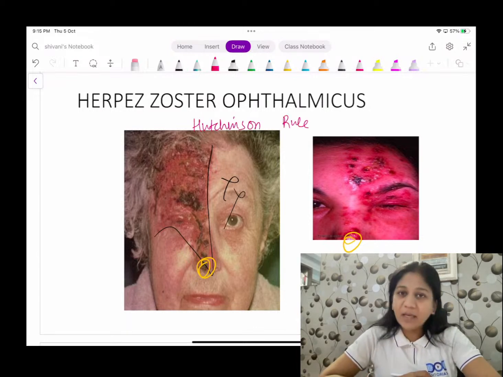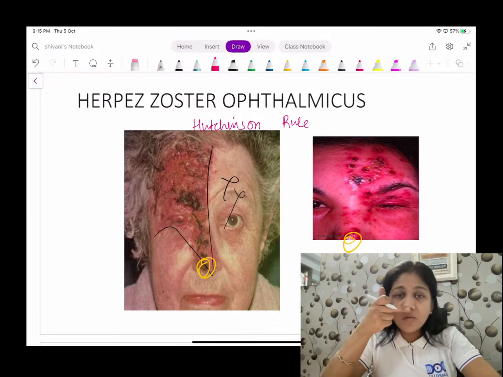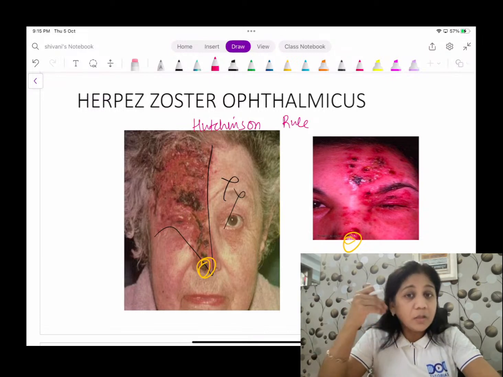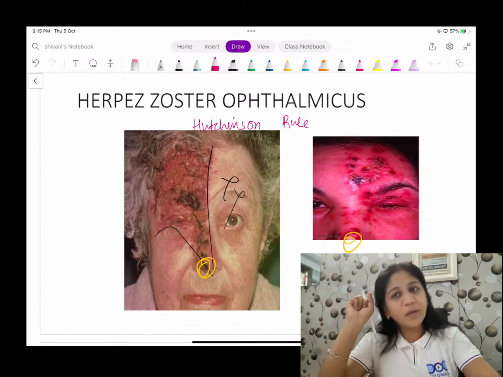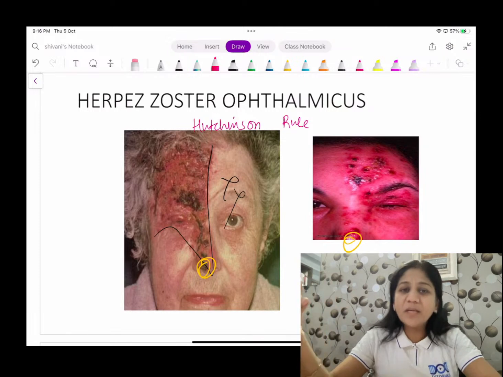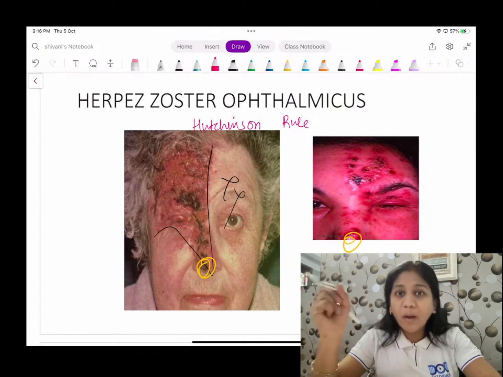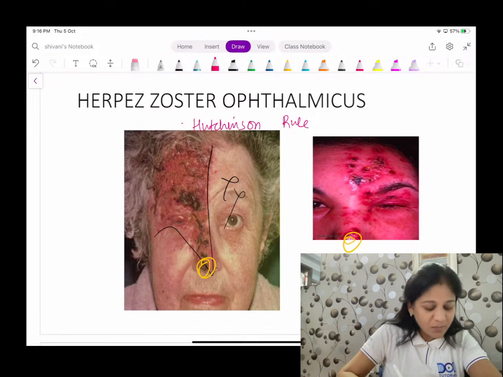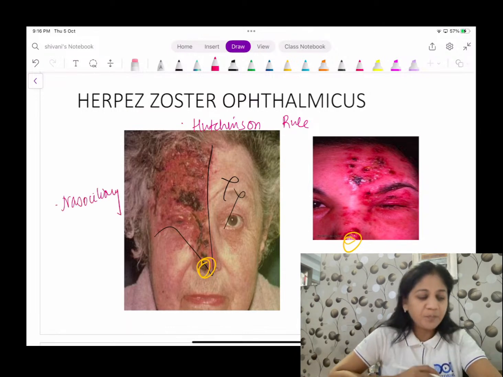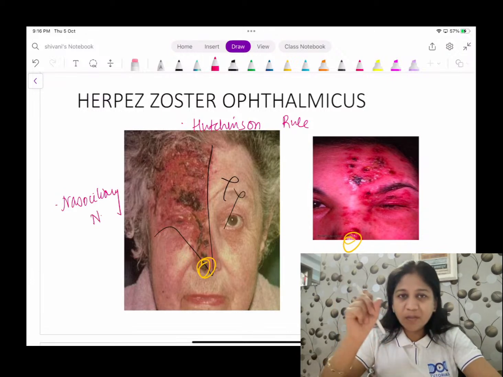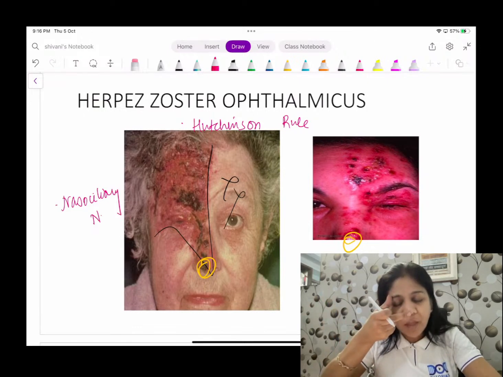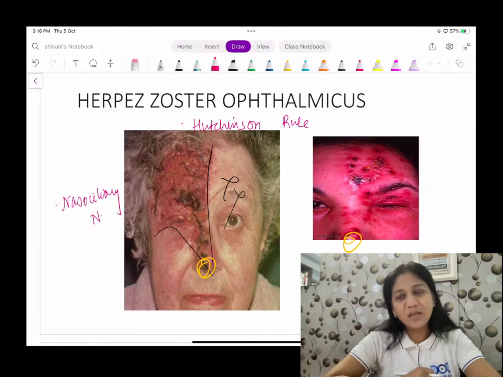So Hutchinson's rule says that if the tip of the nose is having vesicles due to HZO, ocular involvement is likely to happen. After maybe 2 days, maybe 3 days, your cornea will get involved. Why? It is because of the nasociliary nerve involvement. The nasociliary nerve shares the common nerve supply to the tip of the nose and the cornea. Both of them are supplied by the nasociliary nerve.